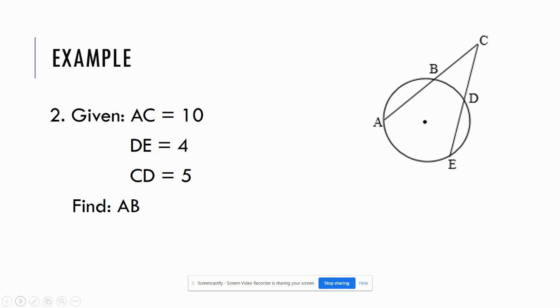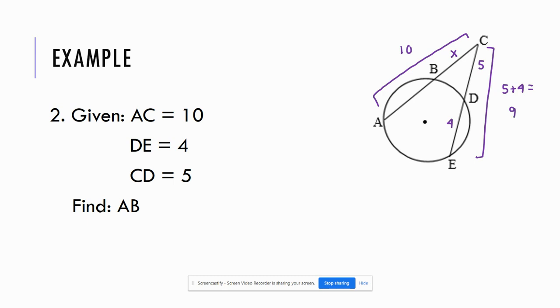In our final example here, we're told that AC, the whole entire secant, is 10. I know that DE is 4. I know that CD is 5. We want to find AB. Notice that AB is representing the chord that's inside the circle, but if we think about the phrase "we," I want the external part. So I'm actually going to make x represent BC instead. Notice that on the other end, I'm going to have to find the whole piece by adding 5 and 4 together. So that would turn out to be 9.